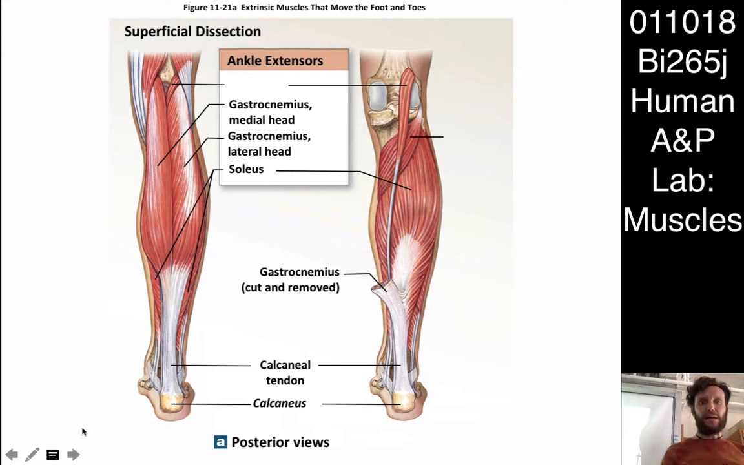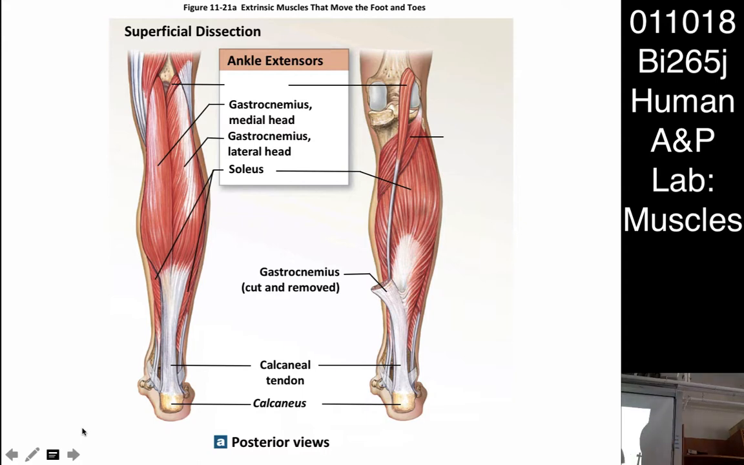Gastrocnemius. That is not how you pronounce that word. It's pronounced gastrocnemius. But the C-N-E-M is not a common letter combination that you see in words. It is the stomach-shaped muscle of the calf, the gastrocnemius. There's a medial head and a lateral head. Gastro meaning stomach. It's shaped like a stomach.